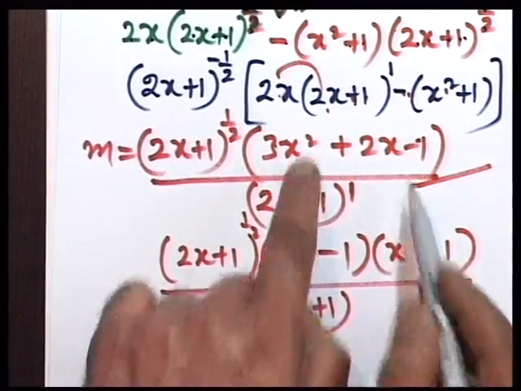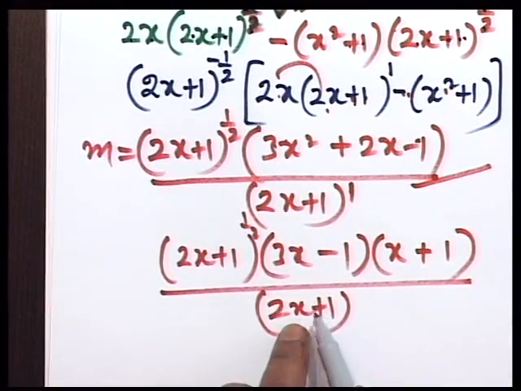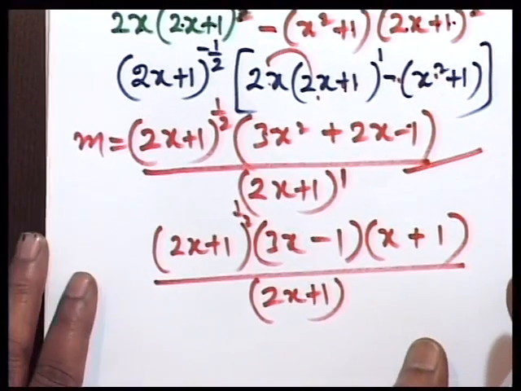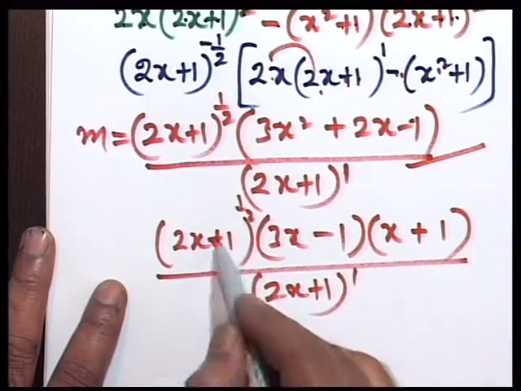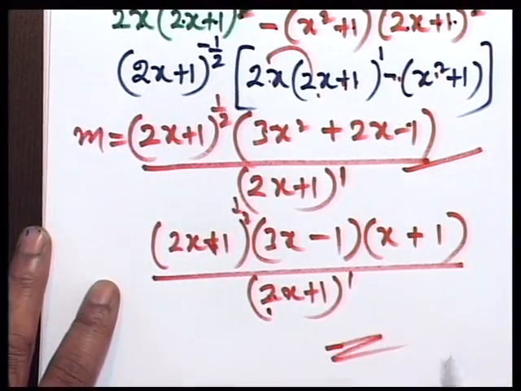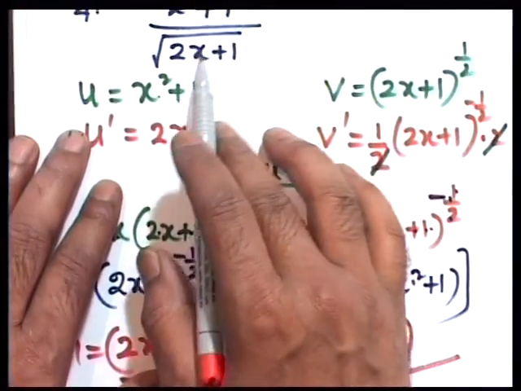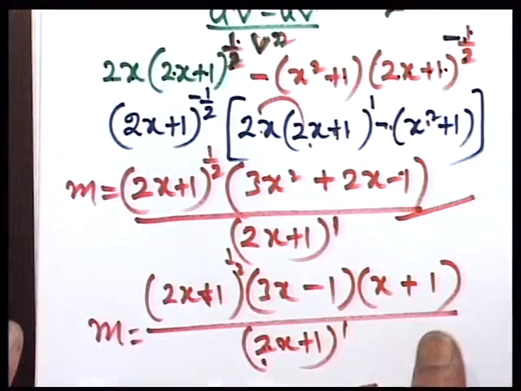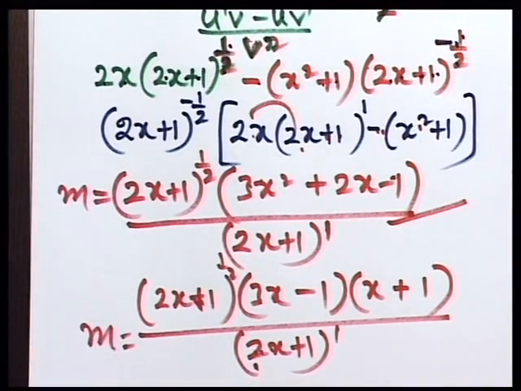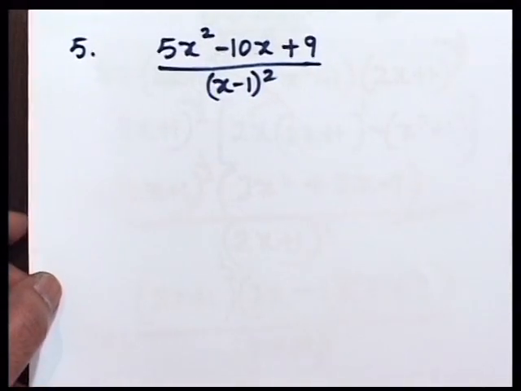I actually factorized this to see if there is a common factor as 2x plus 1. We don't, so leave it. These two you can simplify and write the final answer. So that's the gradient of the given question. Just be careful how you do those square roots, please. We have a nice question, the last and final one. That's the problem there.